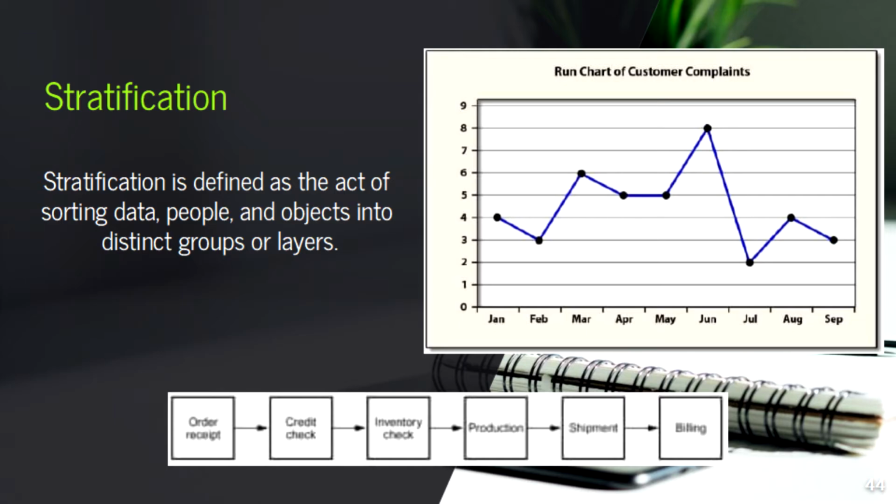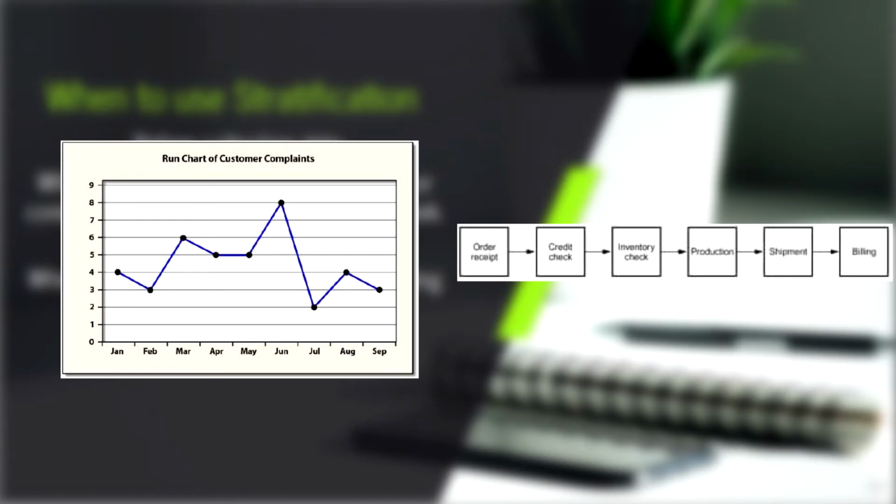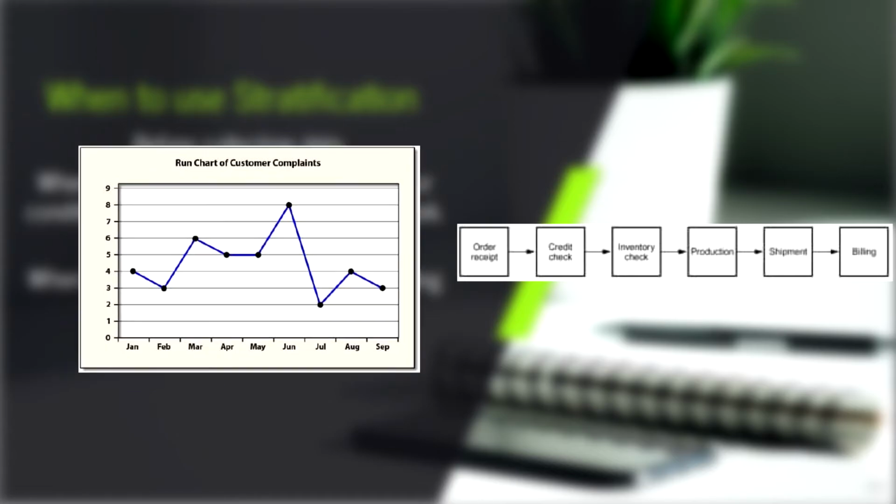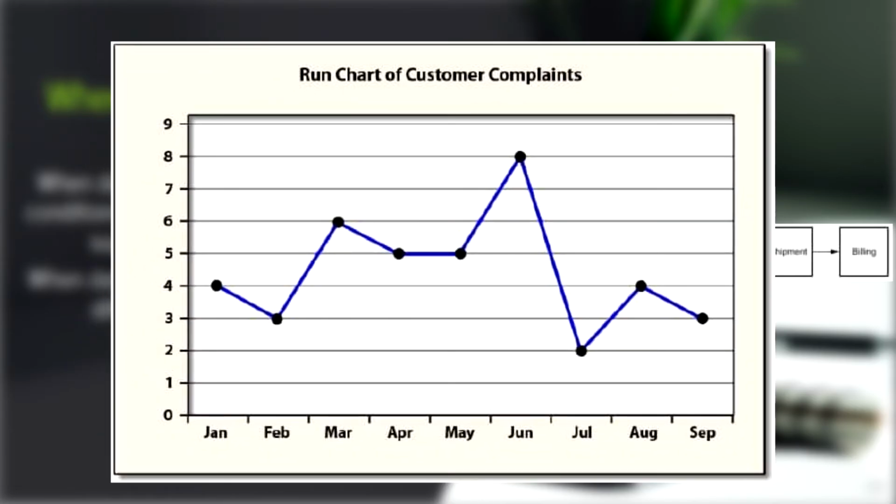Let's move on to stratification. Stratification is defined as the act of sorting data, people, and objects into distinct groups or layers. So you can see here two different charts. The first one is the run chart. Ito yung customer complaints. Dito makikita mo yung number of complainants from different months. So January may apat, then hanggang dun sa September may tatlo.